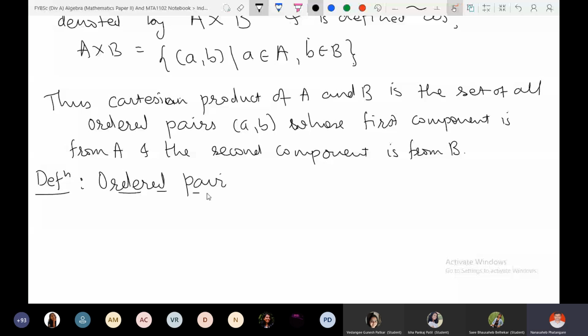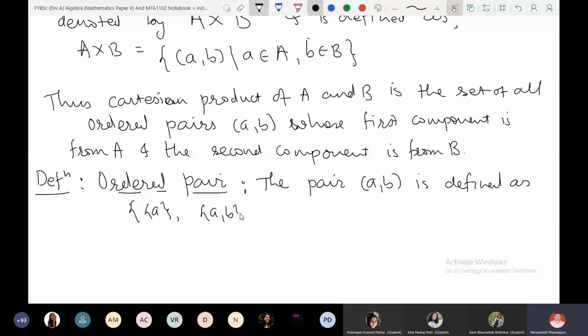So ordered pair is the pair AB, defined as... AB. Means what? So remember that pair AB is not same as BA, right?